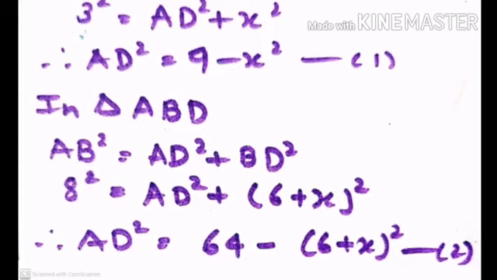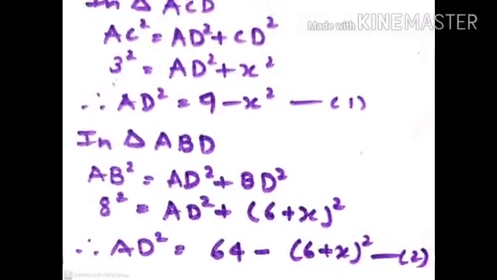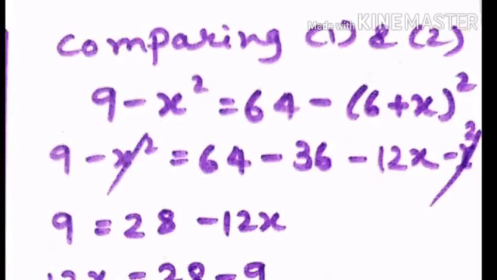Now you have to just see that in equation 1 and equation 2, the left hand sides are the same, that is AD square. So we can compare their right hand sides to get our value X. For that, we are comparing the right hand sides of equations 1 and 2. So comparing the right hand sides, 9 minus X square is equal to 64 minus 6 plus X whole square. Now this 6 plus X whole square is an A plus B whole square type of identity. We have to expand it and write the minus sign, because outside the bracket it is a minus sign. So that will be minus 36 minus 12x minus x square.